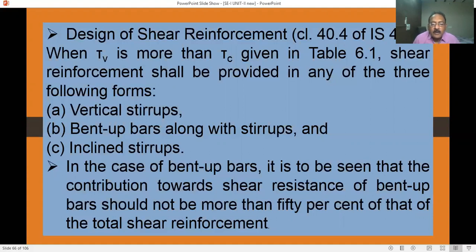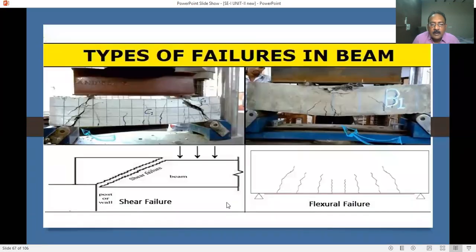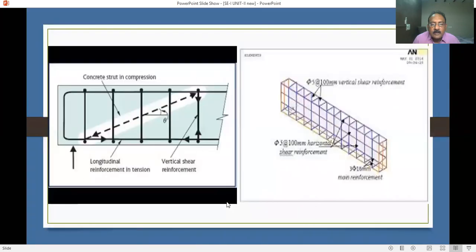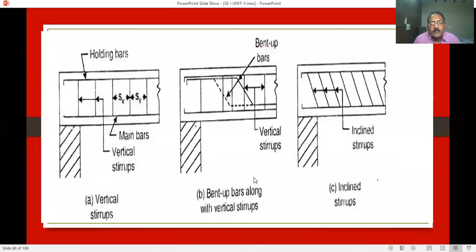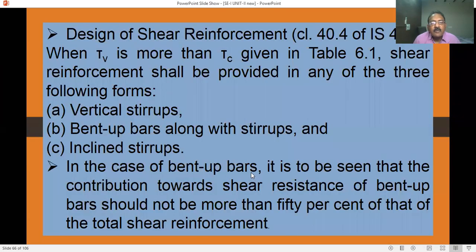In longitudinal reinforcement, for example, I will show one figure here. At the bottom, suppose there are 3 bars. You should not bend up all 3 bars. Only one bar you can bend. That is, it should not be more than 50%. That is the meaning of this sentence on bent-up bars.